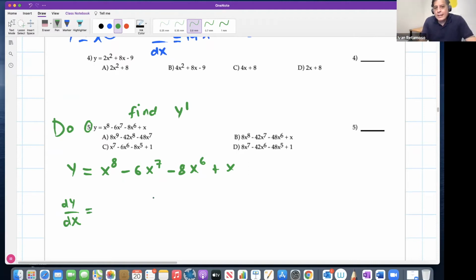Try, guys. Again, distribute your derivative over the sums and the differences, and then apply your rules, right? The power rule, the constant multiple rule, and the fact that the derivative of the identity function is just 1. The derivative of the constant function is 0, right? So do number 5.